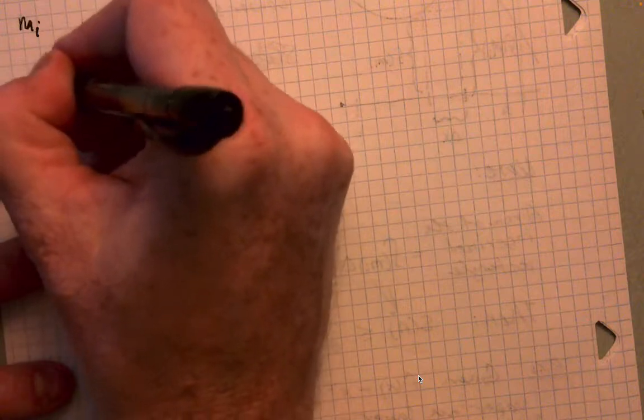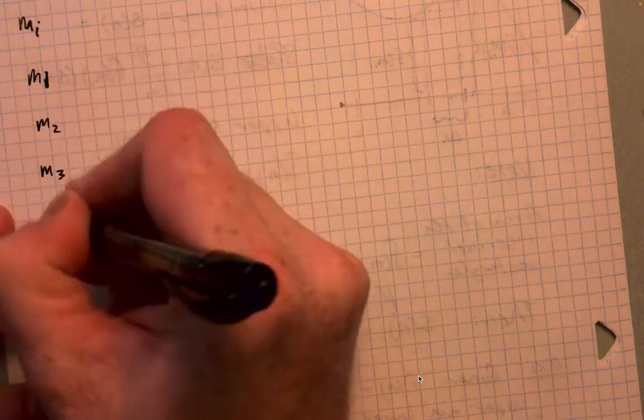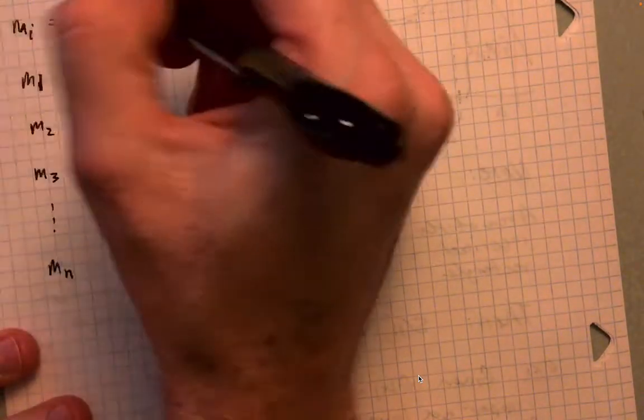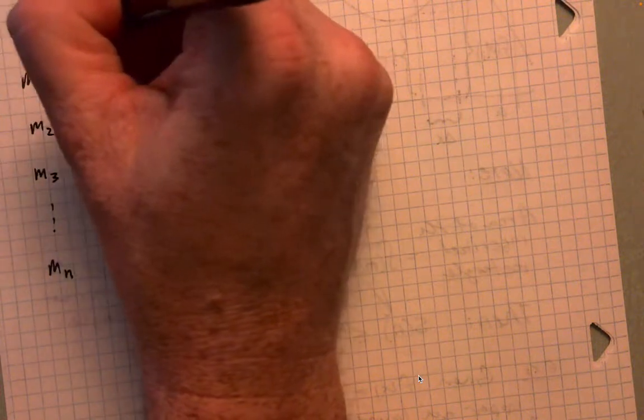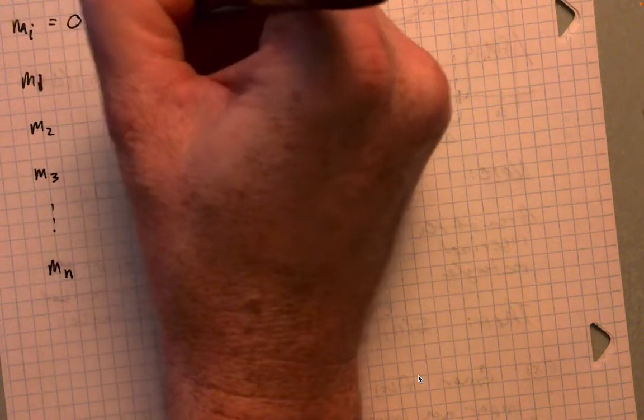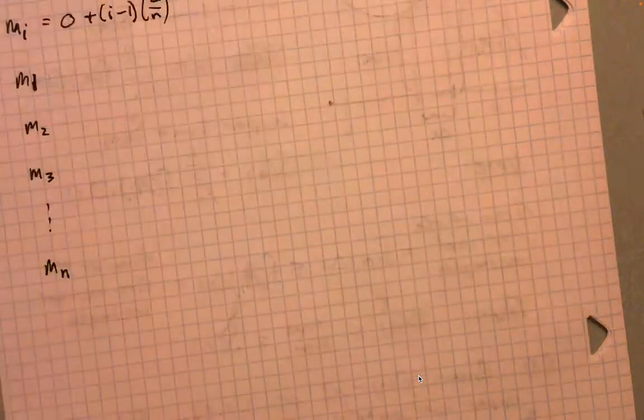Okay, now what are those endpoints of the intervals? Well, this is where we have to be a little bit careful. We're basically trying to find m_i, and i is going to go from m1, m2, m3, all the way up to m_n. What we can use here for the left side of each interval would be 0 plus (i minus 1) times the width of the interval, 2 over n.